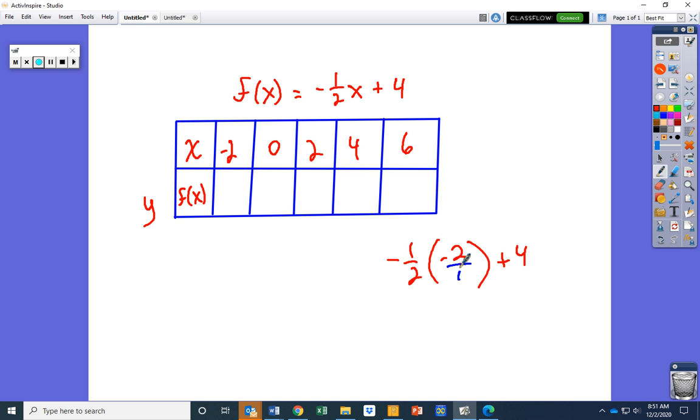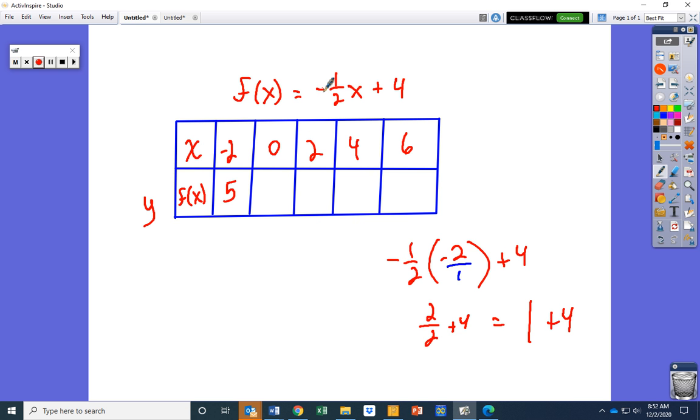So what's 2 over 2? Okay, so this is basically 2 over 2 plus 4. Well, 2 over 2 is equal to 1, plus 4. What's 1 plus 4? So this first one's going to be 5.